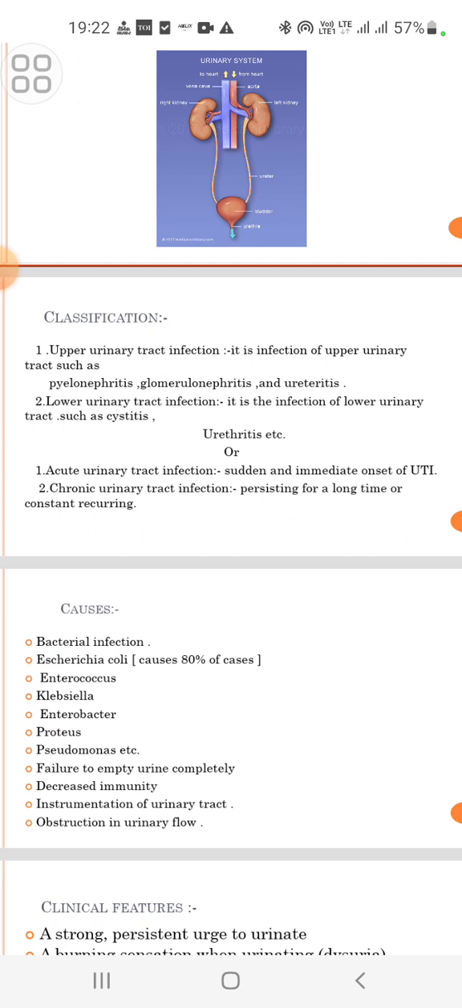So 80% of cases of UTI are seen with E. coli, and the remaining 20% of cases are seen with enterococcus, klebsiella, enterobacter, proteus, acinetobacter.